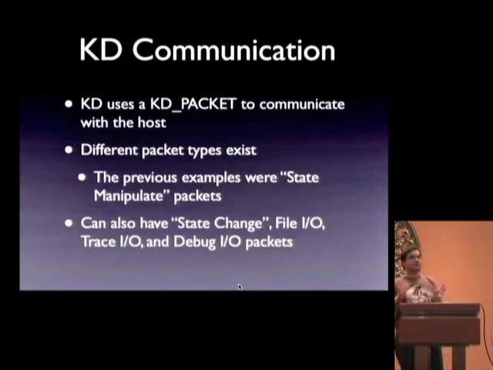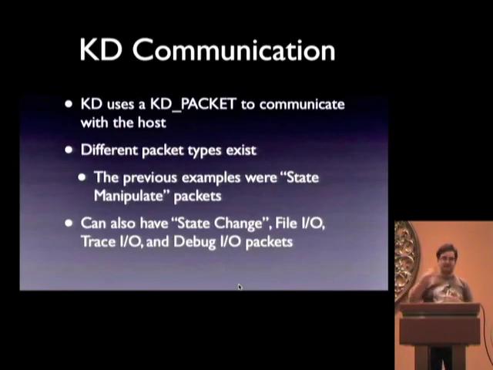All this communication uses what's called a KD packet. It's this packet structure. It's documented in a couple of places on the internet, including in the ReactOS headers. And there are different kinds of packet types. All the examples I had before, like reading and writing memory on the previous slide, are called state manipulation packets, used when you're changing something about the system state. You can also have a state change. These are things like exceptions, module load, symbol load and unload, file I/O, tracing I/O, and debug I/O. So these are some higher level kinds of commands that KD supports.